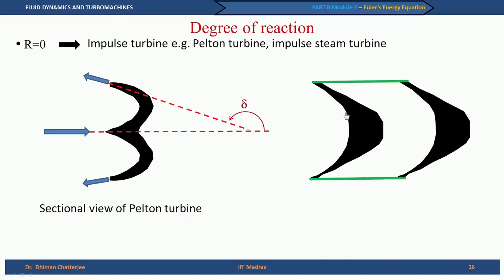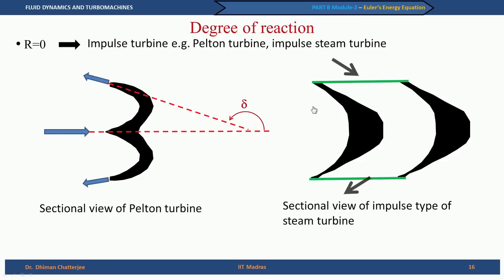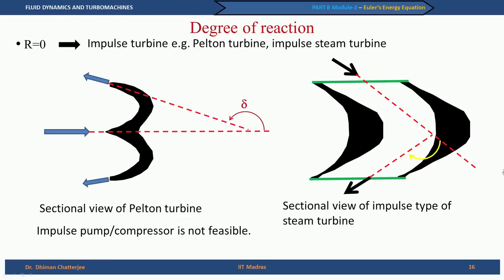Similarly, if I take a steam turbine, impulse turbine and the blade, I can show that the velocity of the incoming flow suffers a large change in direction when it leaves. Thus, in both cases, impulse turbines actually produce a large change in the direction, just like the bent plate we talked about. This is one of the features of an impulse type of machine. And we can say that since the objective of the pump or compressor is to increase pressure, so impulse pump or compressor is not feasible, it is not desirable. We will not design an impulse pump or compressor.